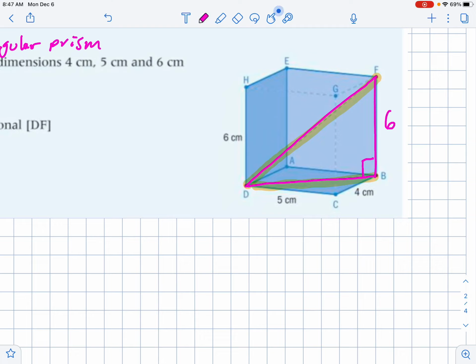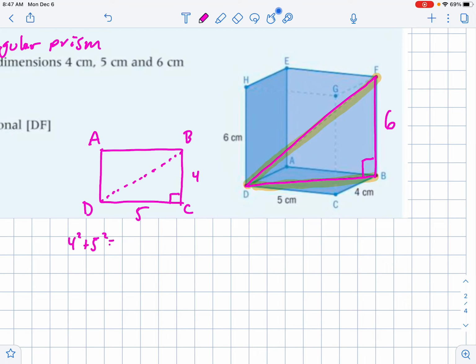But if I draw the base on its own, and this is a good strategy with these problems, if the diagrams get too confusing, you can redraw parts of it to see what you know and what you don't know. So here's what I know about the base, and we're looking for that part DB. Since it's a rectangular base, I can use the Pythagorean theorem to figure out what DB is. So we do 4 squared plus 5 squared equals DB squared.